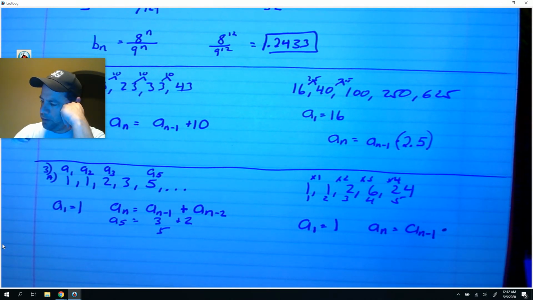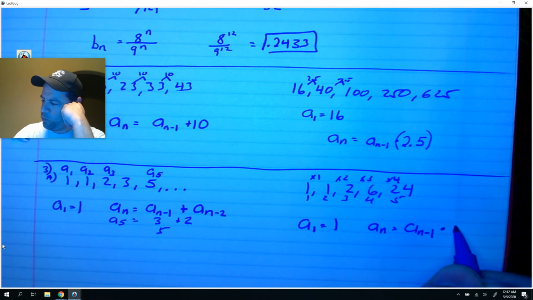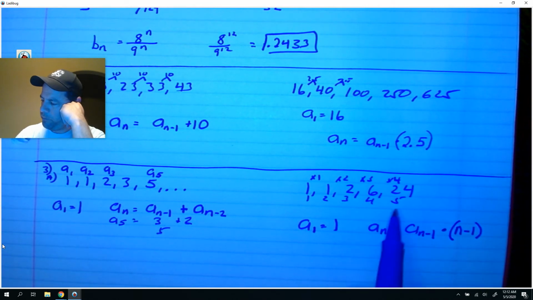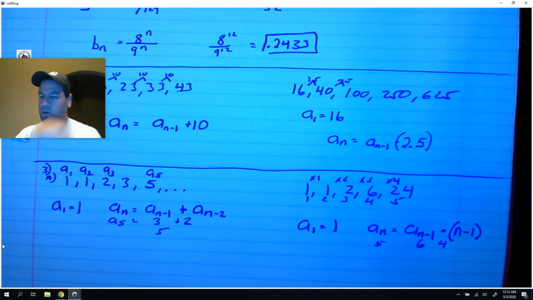Do we multiply it times? I think it's going to be n minus 1. A sub 5, A sub 4, which is 6. A sub 5, 5 minus 1 is 4, 24. Yep, that works. I don't have a good way of explaining how to do this. You just kind of have to see this.